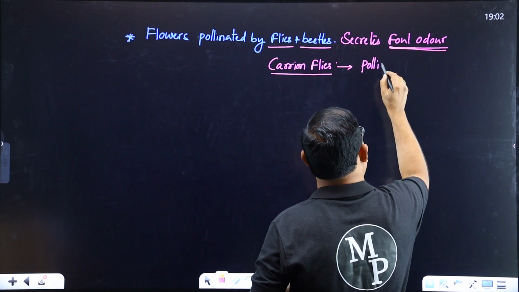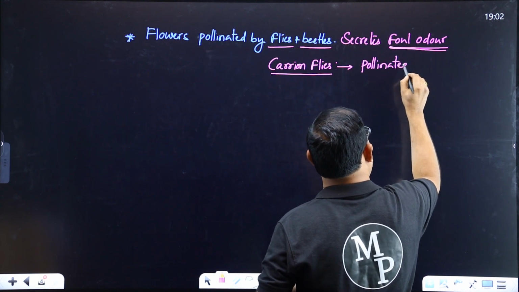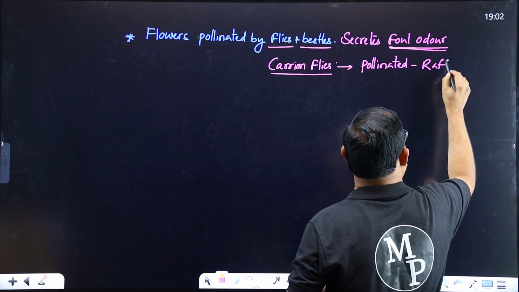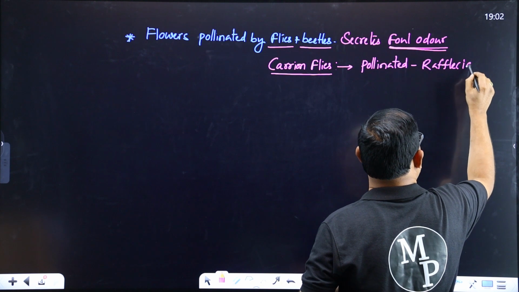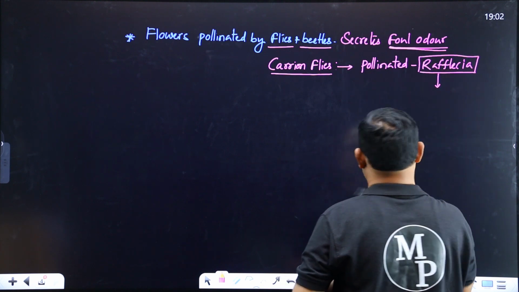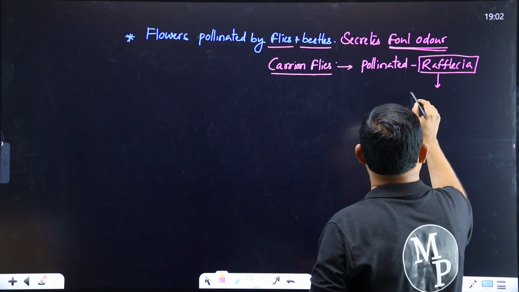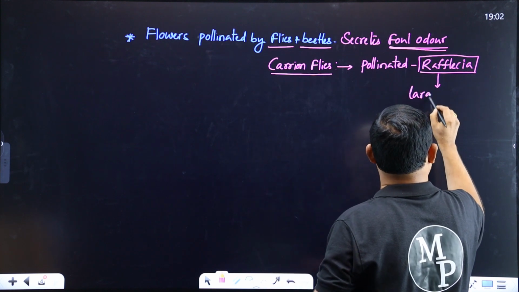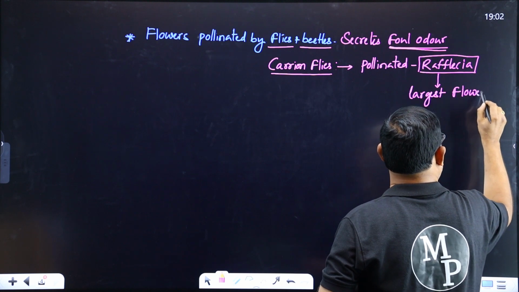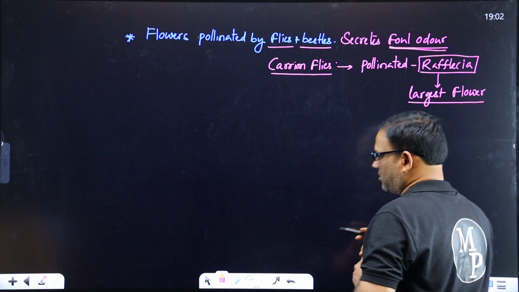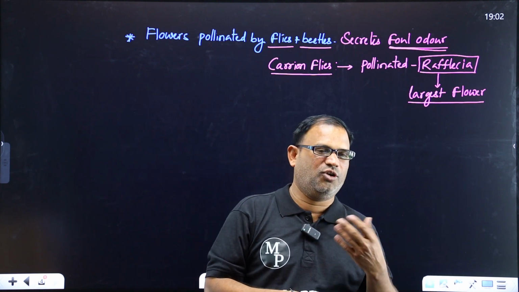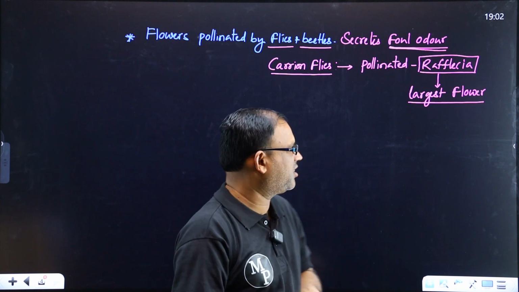Carrion flies pollinate which type of flowers? That is Rafflesia flowers. Rafflesia, very, very important. You know the Rafflesia story. It is the largest flower producing plant. Okay? So if ladies put that flower on their head, the flower will be visible but the head will not be visible.